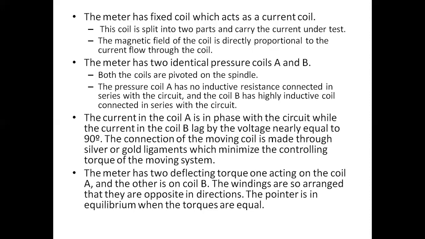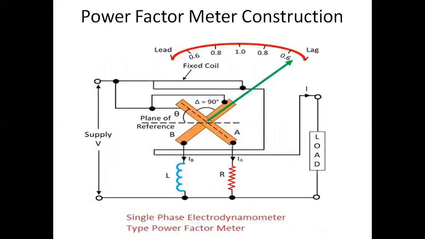Now the principle. The meter has two deflecting torques, one acting on coil A and the other acting on coil B. The windings are so arranged that they are opposite in direction. The pointer is in equilibrium when the torques are equal. So depending upon your load, the pointer will move. We have a purely resistive coil which should be in phase with the voltage, and a purely inductive line which will again have a 90 degree lag behind the voltage.